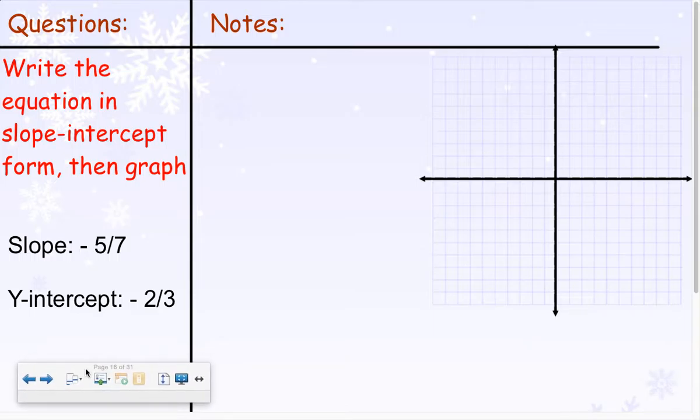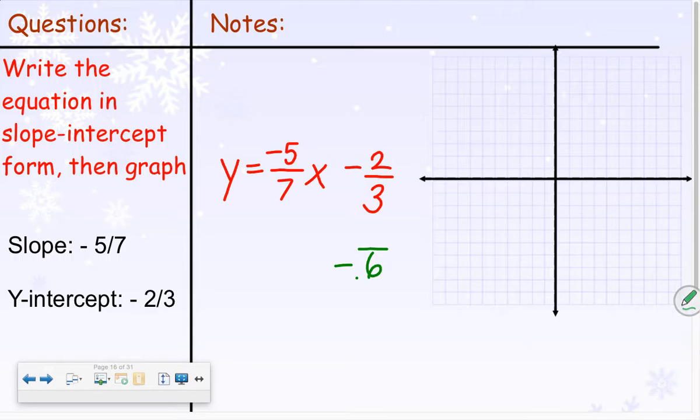All right, this time we have a slope of -5/7 and a y-intercept of -2/3. Now remember that -2/3 is the same as -0.6 repeating. And if I think about which two integers that falls between, -0.6 repeating would fall between the two integers 0 and -1. So I'm going to still make my first point on the y-axis, it's just not going to be a nice ordered pair. I'm in between 0 and -1.